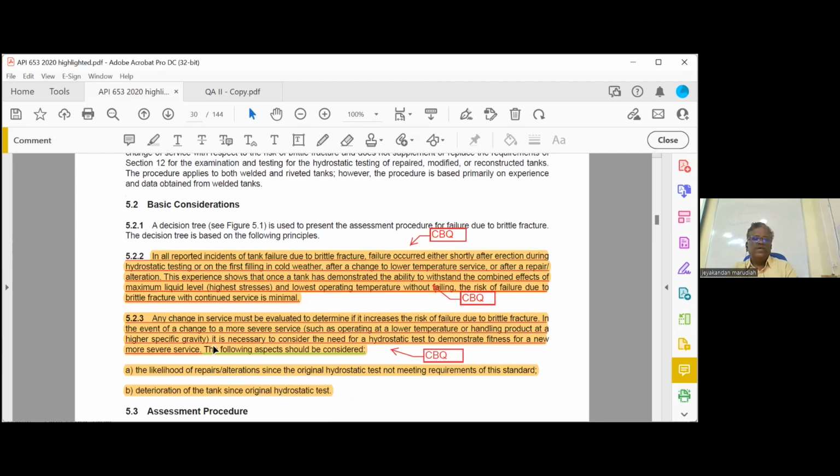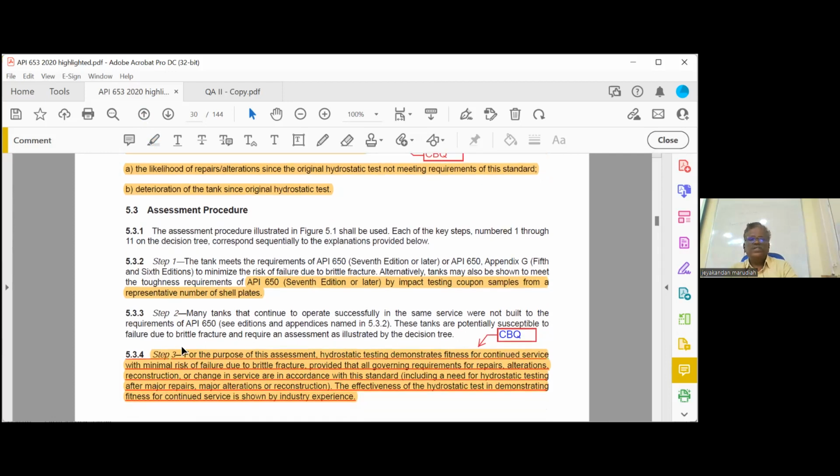Highlight 5.23. Any change in service must be evaluated to determine if it increases the risk of failure due to brittle fracture. In the event of a change to more severe service, this bracket is important. What is meant by more severe service? Operating at a lower temperature or handling a product with a higher specific gravity. Highlight this and this. It is necessary to consider the need for a hydrostatic test to demonstrate fitness for the new, more severe service.